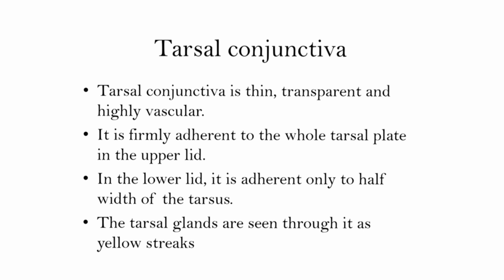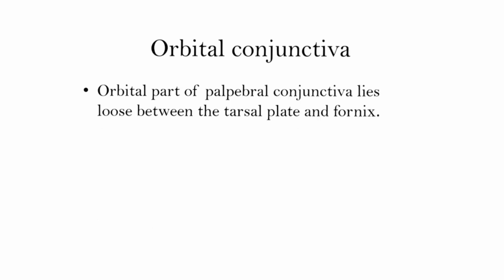Tarsal conjunctiva is thin, transparent, and highly vascular. It is firmly adherent to the whole tarsal plate in the upper lid. In the lower lid, it is adherent only to half the width of the tarsus. The tarsal glands are seen through it as a yellow streak. Orbital conjunctiva: the orbital part of the palpebral conjunctiva lies loose between the tarsal plate and the fornix.